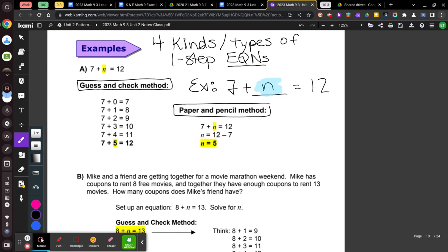We always start with our first number, 0 or 1. So 7 plus 0, 7 plus 1, 7 plus 2, and we go all the way till we find that 7 plus 5 is 12. So we find it this way, but this takes longer. This is much longer than doing the paper and pencil method. The paper and pencil method is doing opposite operations.